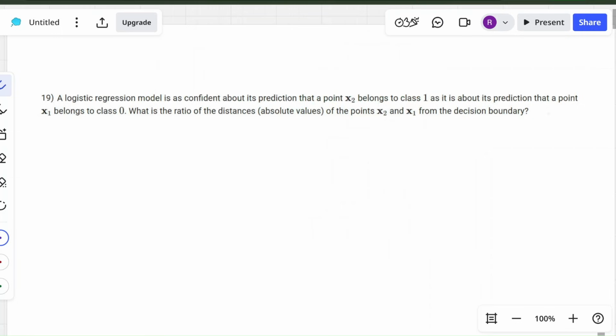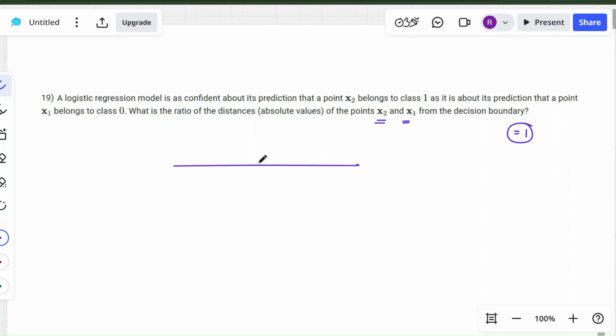Here we have another question on logistic regression. It says a model is as confident about its prediction that a point x2 belongs to class 1 as it is about its prediction that a point x1 belongs to class 0. What is the ratio of the distances of the point x2 and x1 from the decision boundary? See, this is a very intuitive question, and the answer should come directly to be equal to 1, because they should be at an equal distance from the decision boundary. Only then they will have the same confidence, right? Now, if I change the threshold, then it's a different game. But let's assume that I'm not changing the threshold.